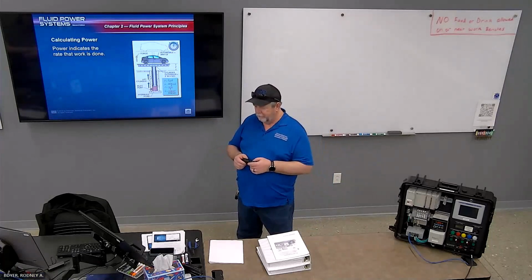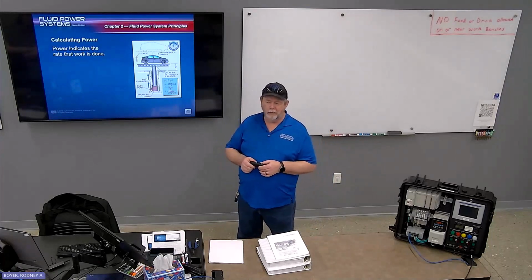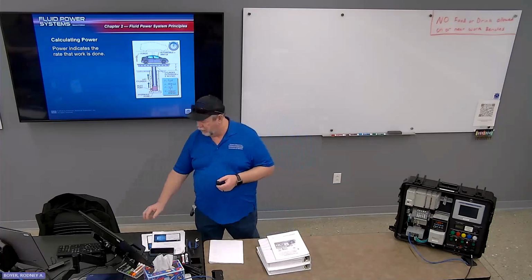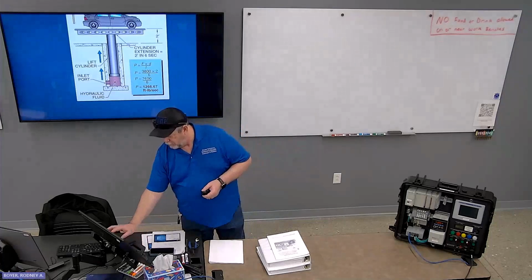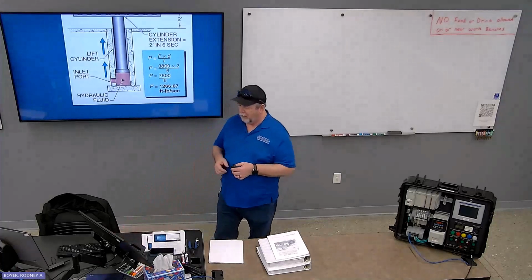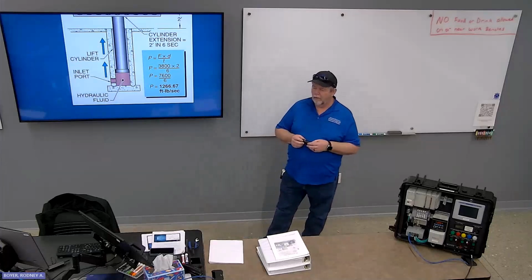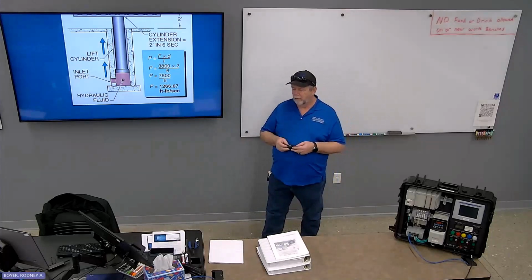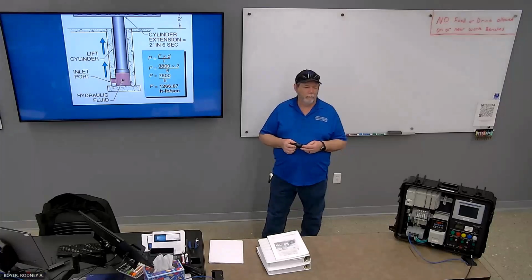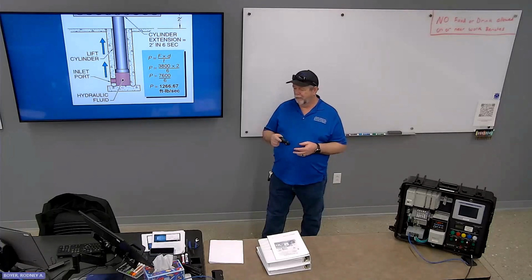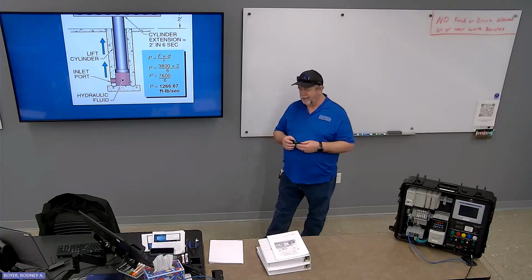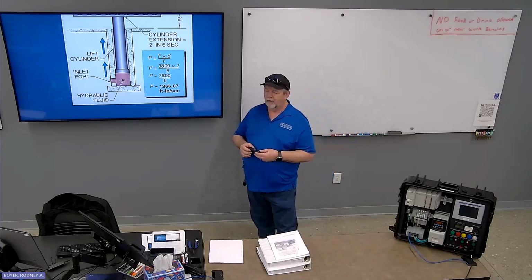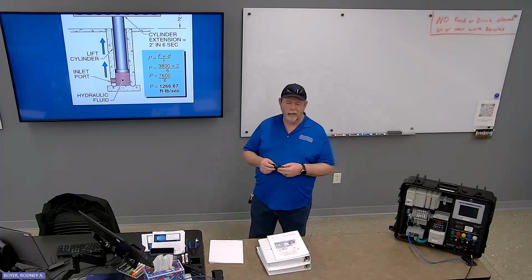Calculating power. Power indicates the rate at which the work is being done. So, you're going to lift that 3,800 pound car 8 feet in 6 seconds. One, that's hauling ass. It doesn't seem like it, but that's more than a foot per second. So you actually end up doing 1,266.67 foot-pounds per second to get it up there.